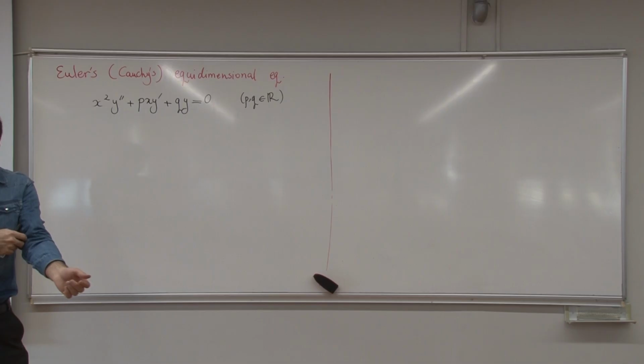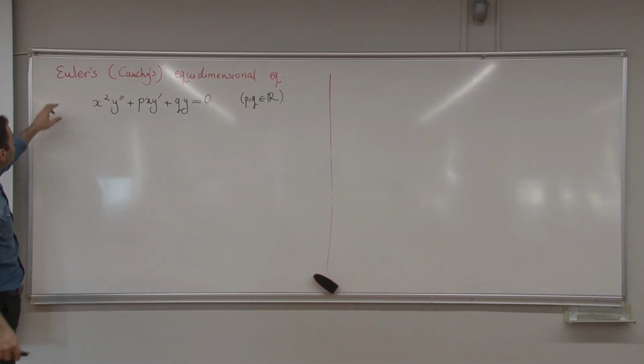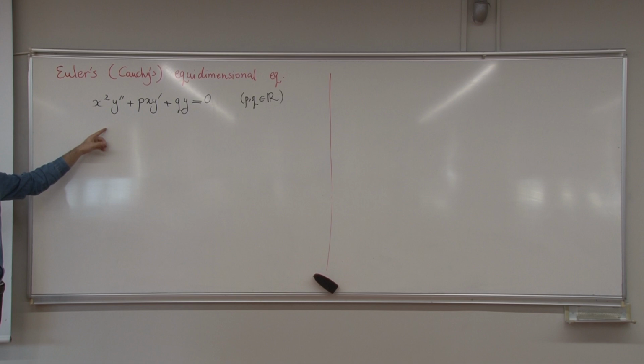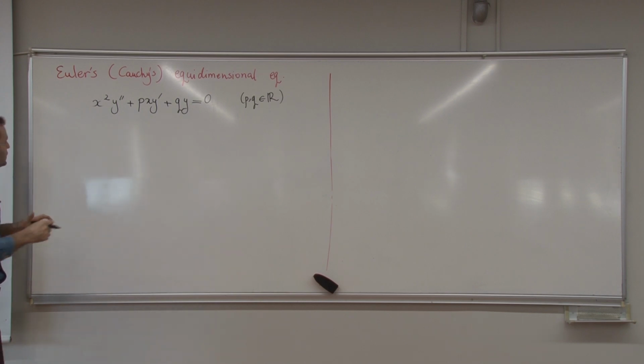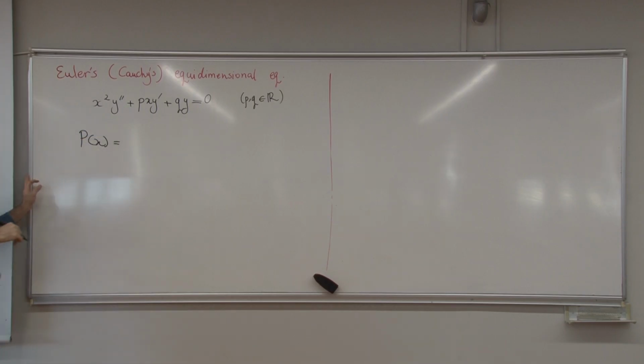The second, a little bit more complicated, is this Euler or Cauchy's equidimensional equation. Okay? Let me ask you first a question. Is this a second order differential equation or not? Yes, it is. What is P of x here? Isn't it supposed to be p of x over x? Yes, exactly. If you do that, what is the px for this equation then?